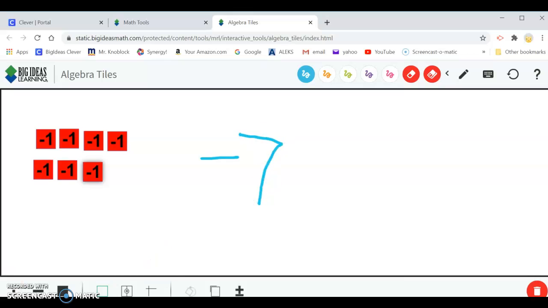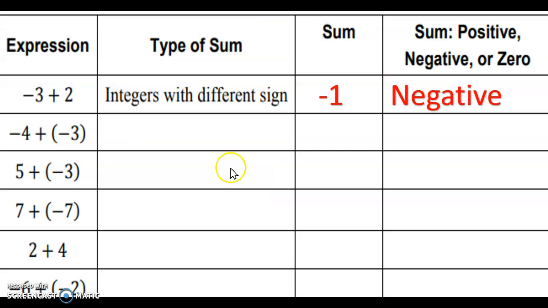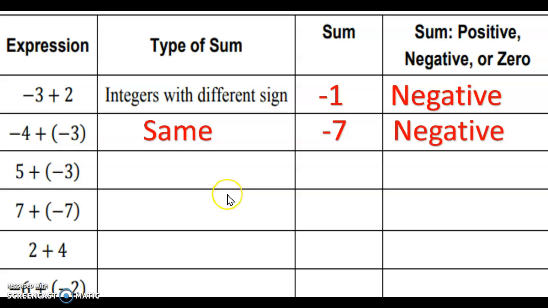So back to that other paper, they have the same sign. We got negative 7 and they're negative. So let's try the next one, 5 plus negative 3.